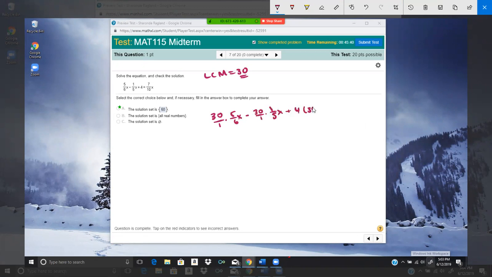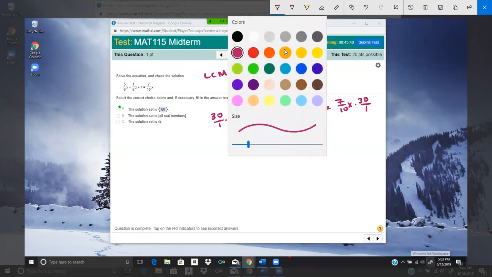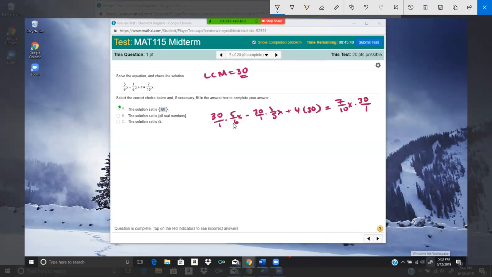Including the 4. Some people forget about the 4. So every term has to be multiplied by 30 over 1. All right, so let's simplify. Okay, so 6 will go into 30 5 times, and then 5 times 5 is 25, so that's 25x. Then 5 will go into 30 6 times, so that's minus 6x. And then we got this big number, 120.